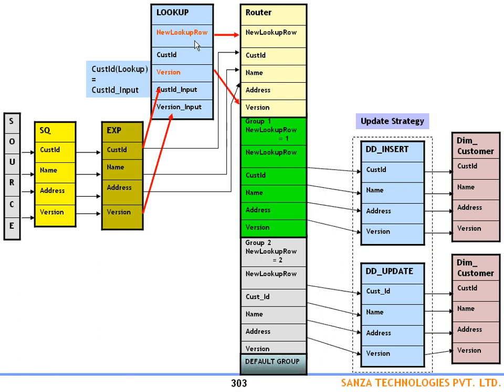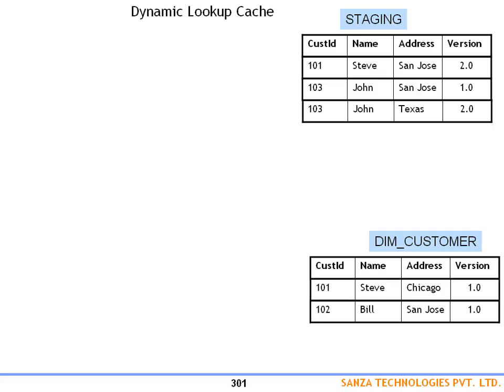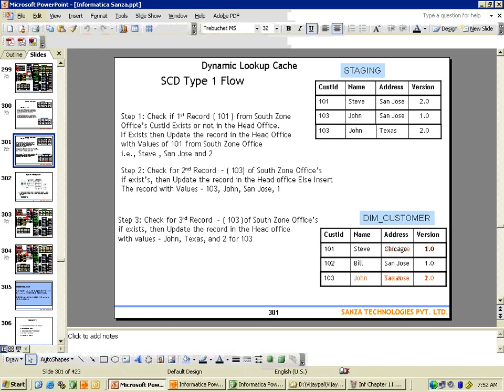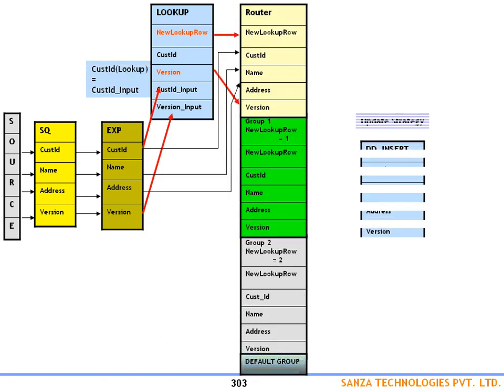And what is the difference? How can we find the difference between two records? Two same records for 103 are coming, but there should be some difference between them, which is indicated by our versioning. If you observe this, it is the version which makes the difference between these two records. So not just 103, but there should be a change. How will I know it is a changed record? By the version. So the new lookup row column comes in, which I will explain in a few minutes.